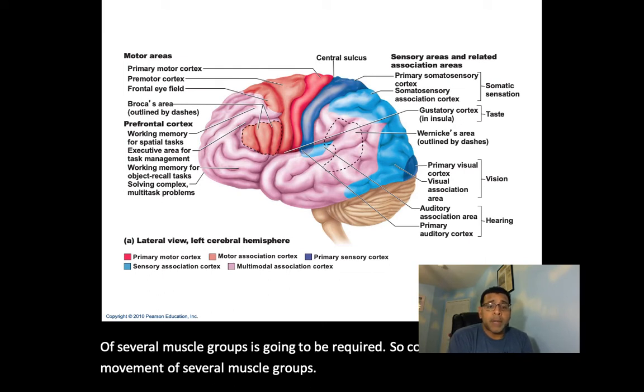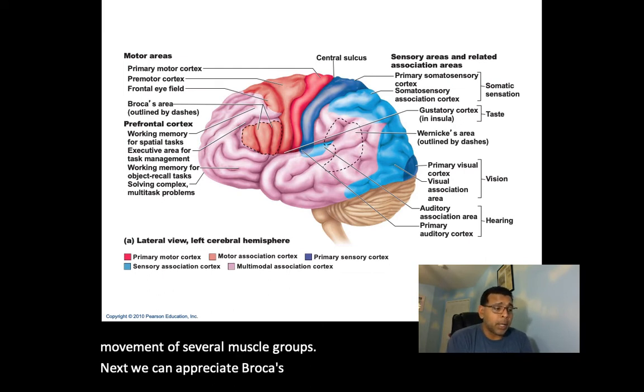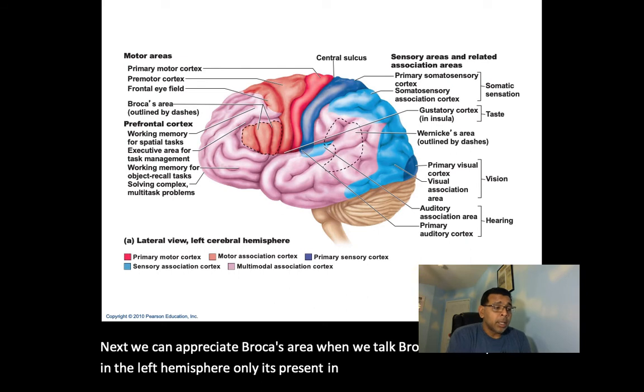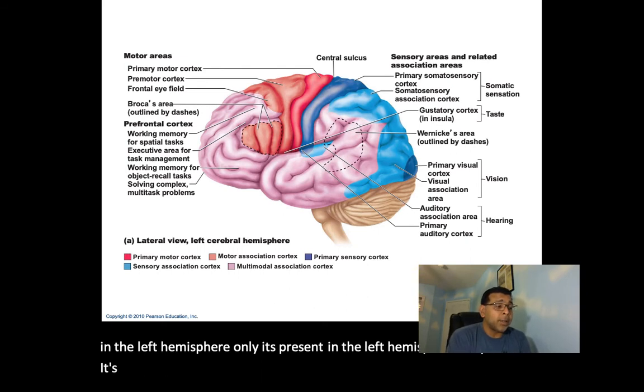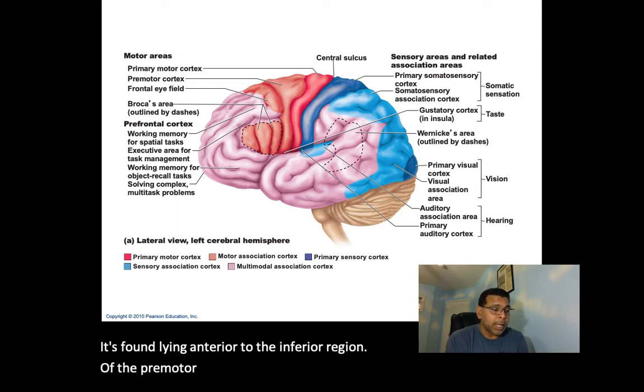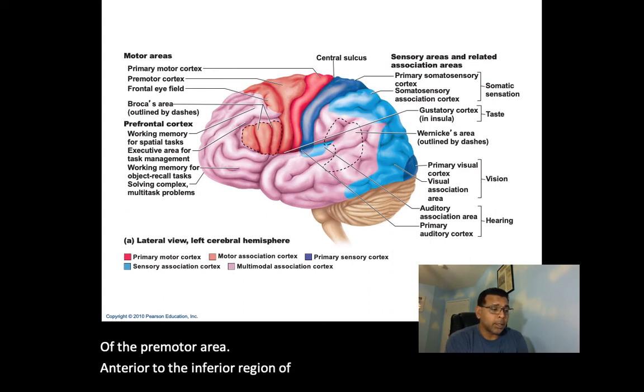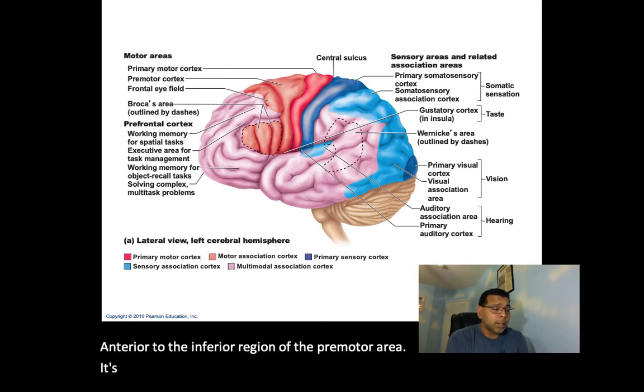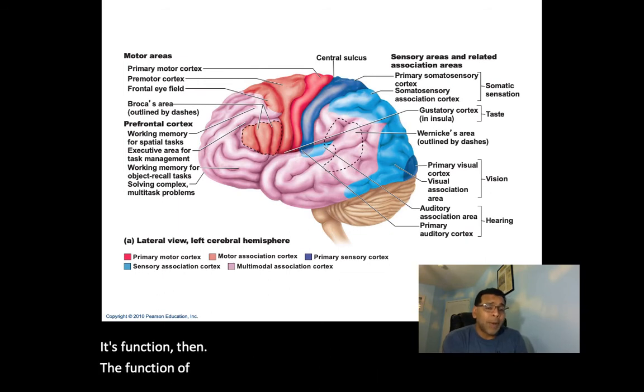Next, we can appreciate Broca's area. Broca's area is present in the left hemisphere only. It's found lying anterior to the inferior region of the premotor area. The function of Broca's area is that it directs the muscles involved in speech production.